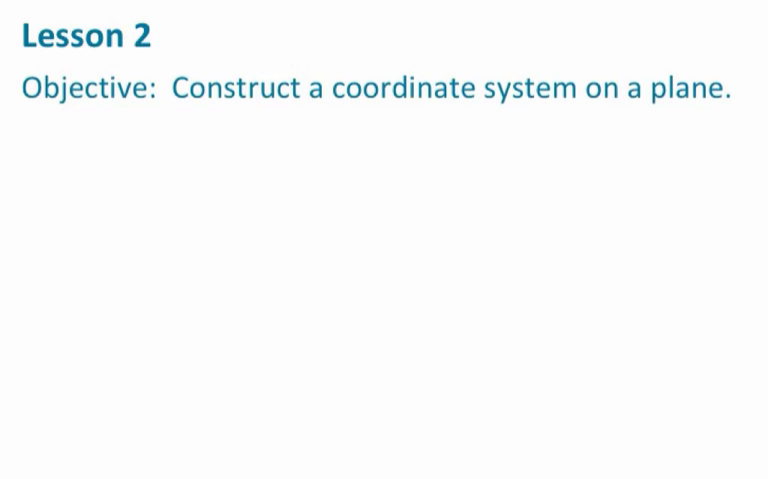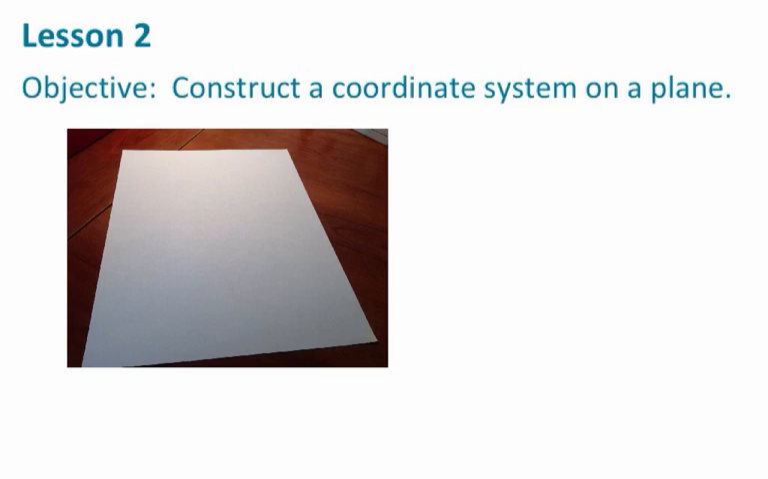This is grade 5, module 6, lesson 2, and the objective in this lesson is to construct a coordinate system on a plane. In this lesson, the directions tell you to use a set square, so I'm just going to show you how to make a set square at home.